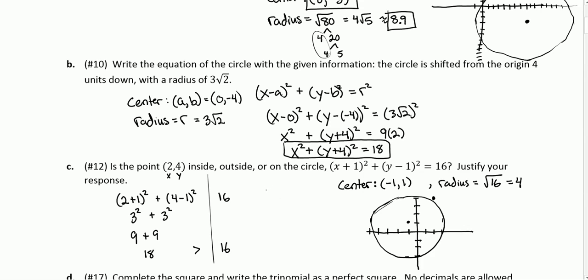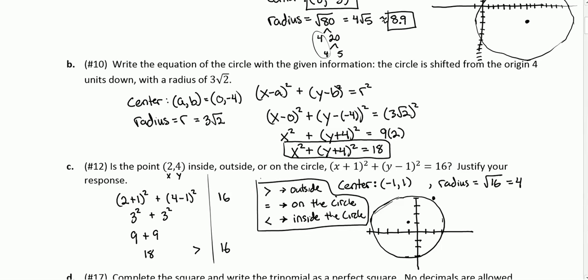Well, if you get a greater than sign like what we have here, that's indicating that the point we're looking at is outside the circle. If we get an equal sign, it indicates that the point is actually on the circle, which is on the circumference of the circle. If we get a less than sign, then it indicates that we're inside the circle. And so in our case, we have a greater than sign, which means we're outside the circle.